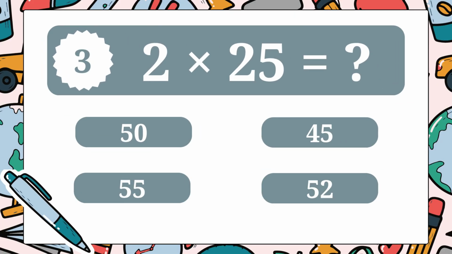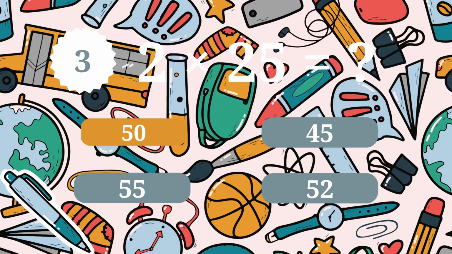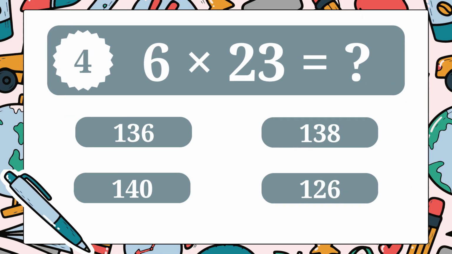Question 3. What is 2 times 25? 50. Question 4. What is 6 times 23? 138.